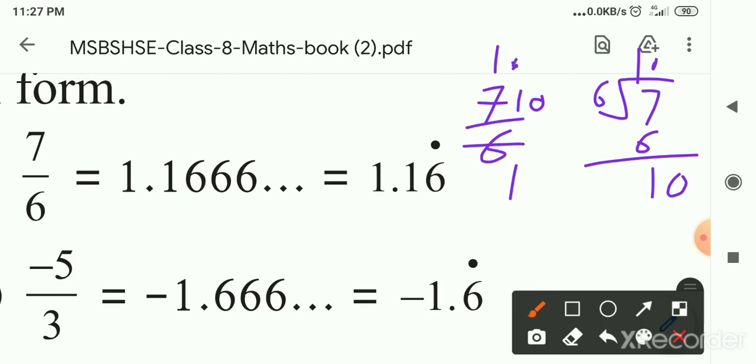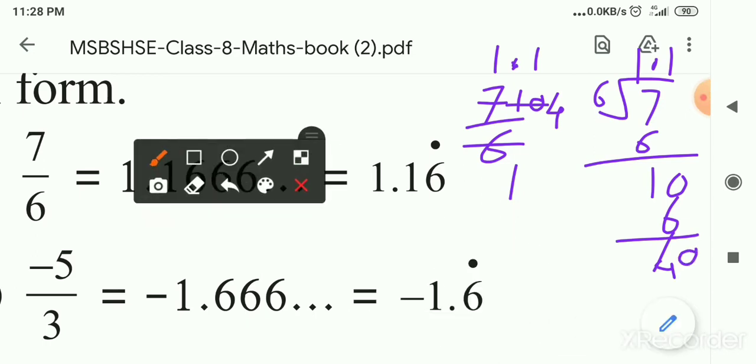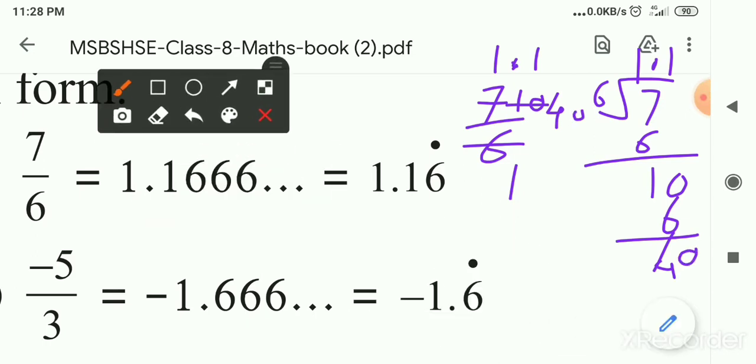Then the 6 table inside 10 is not there, so 6 1s are 6. Here also 6 1s are 6. How much is the remainder? The remainder is 4. So here also, how much is the remainder? 4. On the 4 we have to take a 0. So here we took the zeros.